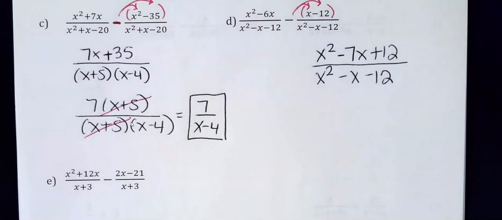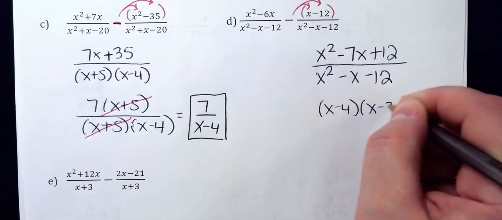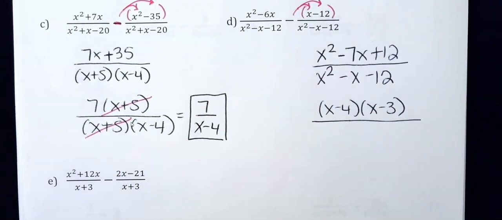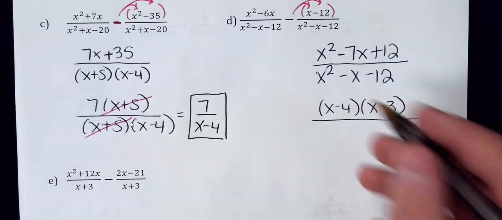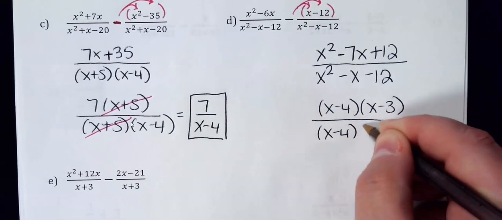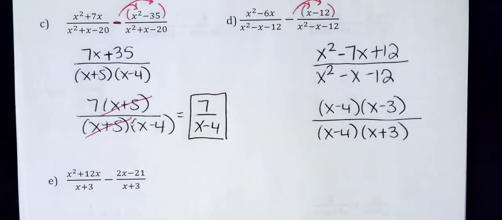Can you think of two numbers that multiply to give you 12 and add to get you -7 for the top of the fraction? Yes, -4 and -3. And it doesn't matter the order you put them in, they're being multiplied. What about multiply to get -12, add to get -1 for the bottom of the fraction? Go ahead. -4 and +3. So that multiplies to give you -12, but adds to get you the -1. So the 4 has to be negative.